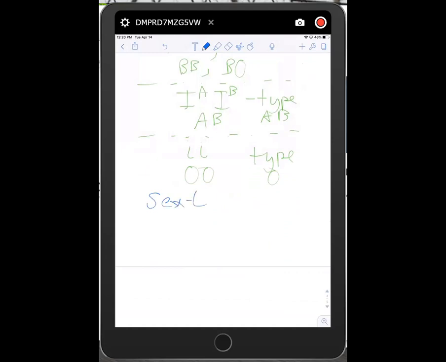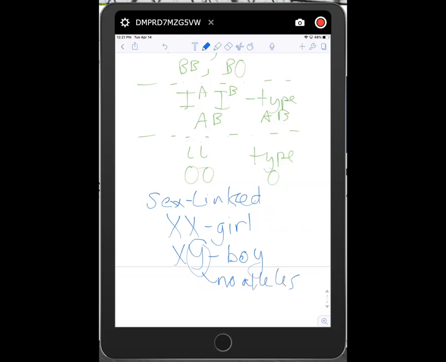Sex-linked. So for sex-linked traits, you're going to have XX is a girl, and XY is a boy. And the key point for this one is that the Y chromosome has no alleles on it. It is so small, it only has 40 genes. So all these sex-linked traits don't have an allele.